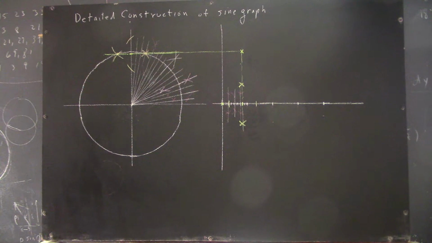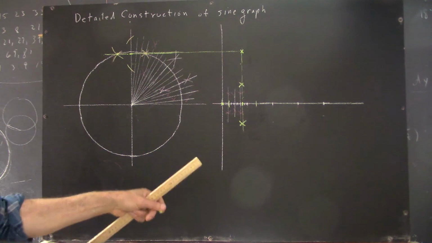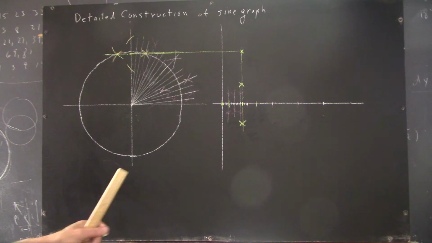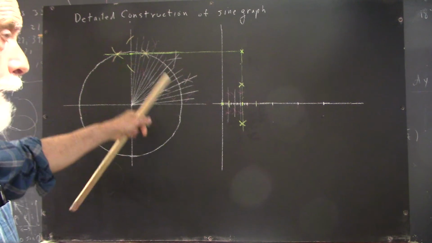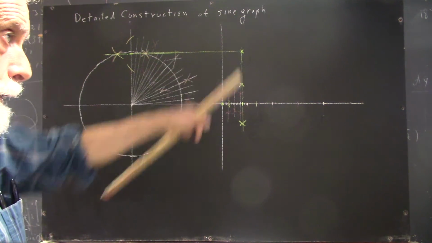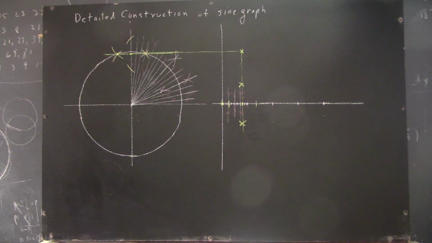And I'm not going to do actual constructions, I'm just going to indicate where these projection lines are and how we get the points. Okay, but it's obvious now that we can do the construction for every one of these points, and we're going to get an unlabeled graph of a sine function.